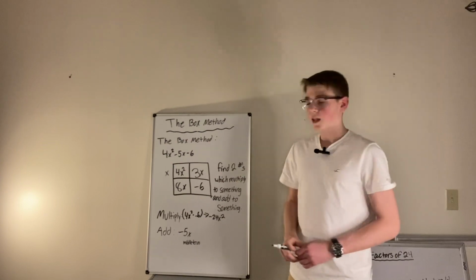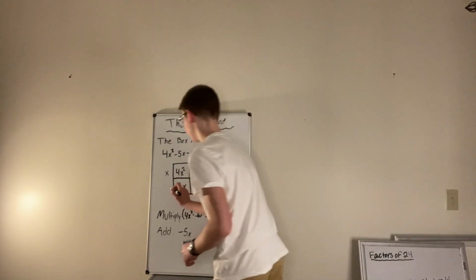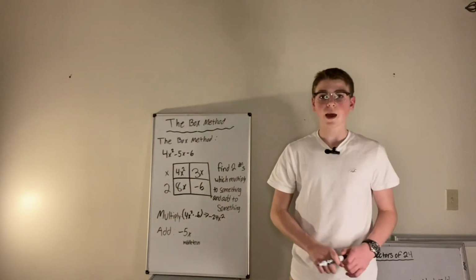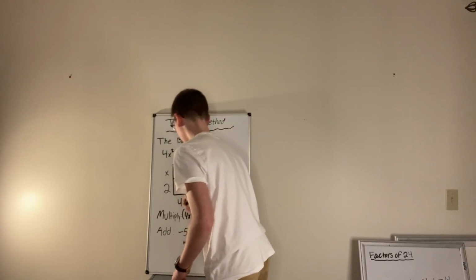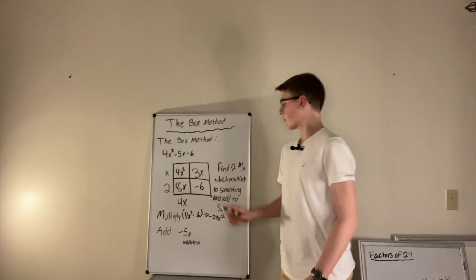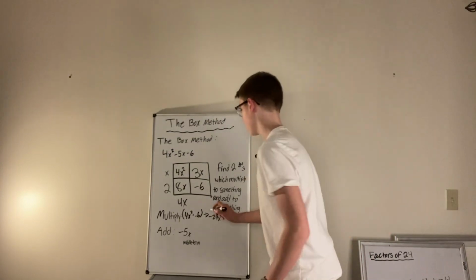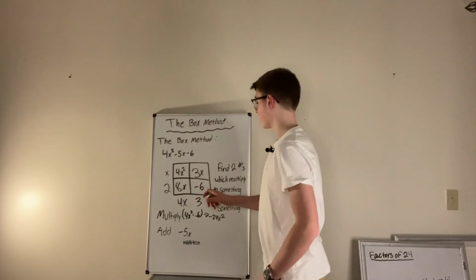8x and negative 6, what's the greatest common factor? 2. 4x squared and 8x, what's the greatest common factor? 4x. 3x and negative 6, what's the greatest common factor? 3. So now we check our work.